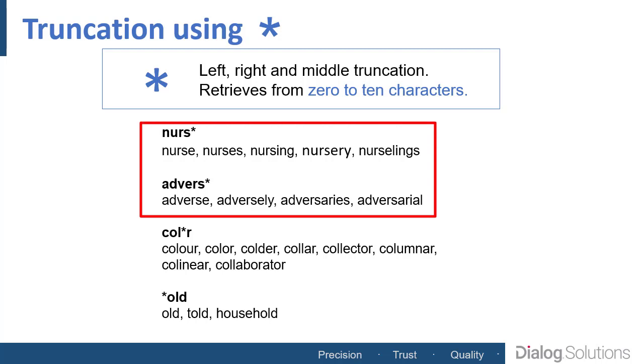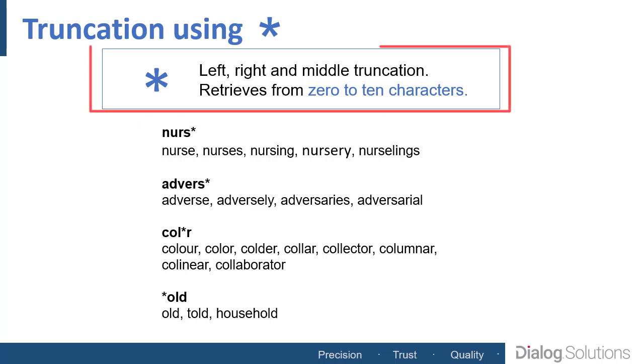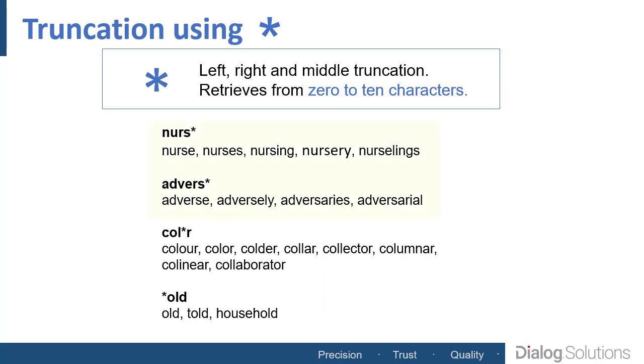The basic symbol for truncation in Dialog is the asterisk. When added to or included in a term search, the asterisk can stand in the place of up to 10 additional characters, which could be any combination of up to 10 letters and numbers. In this way, you can easily get variations on a word or partial word, as shown here. Nurse, nurses, nursing, nursery, nurslings, adverse, adversely, adversaries, adversarial.